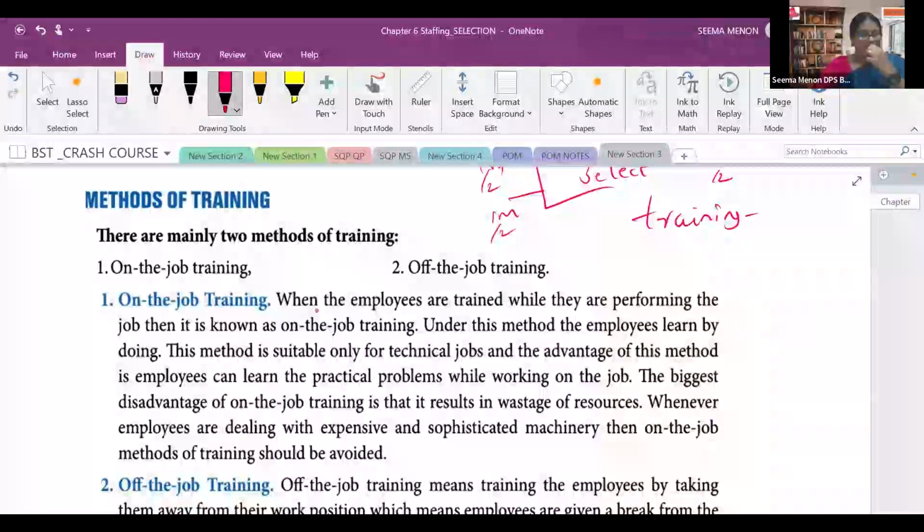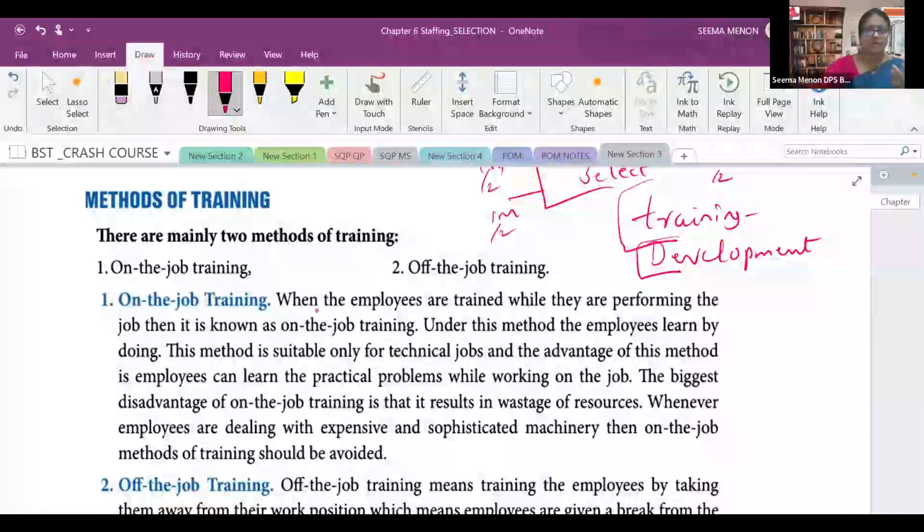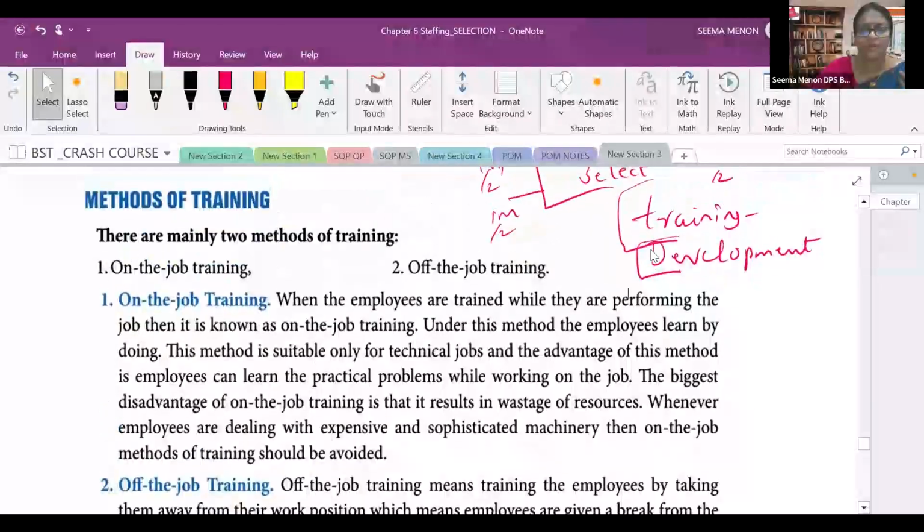But sometimes the organization will give training not regarding the job. They will give something other than the job, that is for the development of the employee. So training is different from development. Training is purely for the job, and development means personal growth of the employee. They will be giving various responsibilities. Clear? We will come to the training and development session also and discuss it.